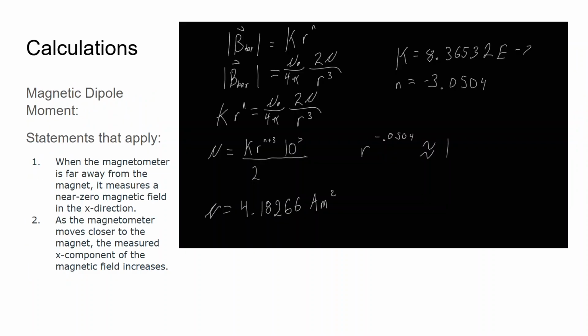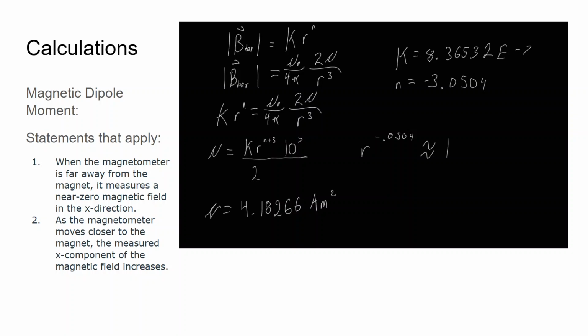Here are my calculations. I used both the equations for the magnetic field of a bar, set them equal to each other, and then using the things that we had calculated on the previous page, I solved for the magnetic dipole moment mu, which ended up equaling 4.18266 A m squared.